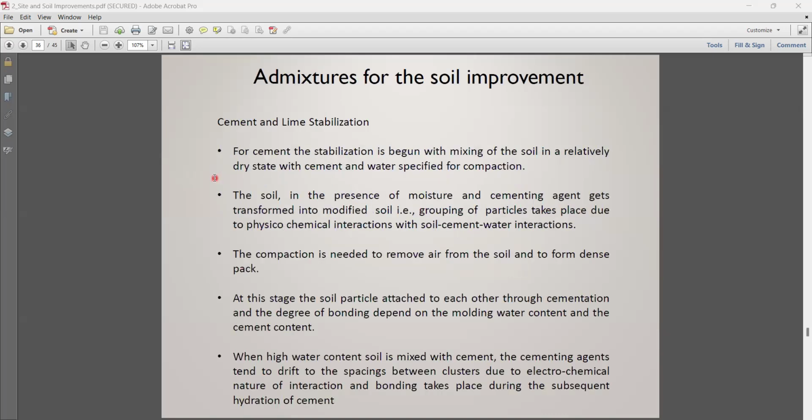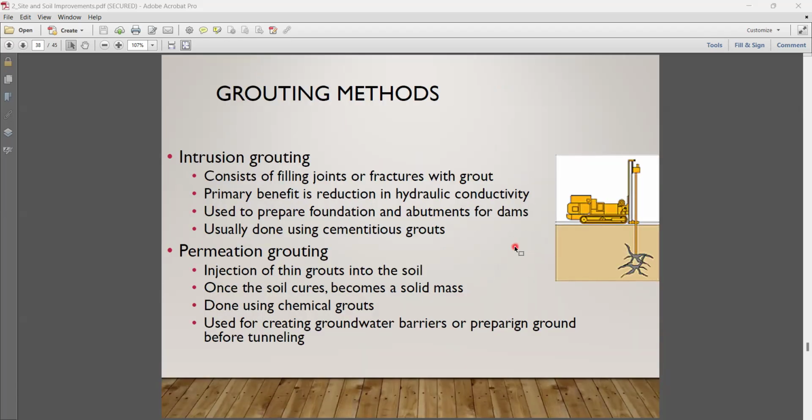Admixtures, you can read about cement and lime stabilization, as it provides much more detail. I'll briefly discuss the grouting methods. There is intrusion grouting. Intrusion means filling joints or fractures under the ground. Filling these fractures will fill up these faults and reduce the hydraulic conductivity. If there's water, it will reduce the flow of that water.